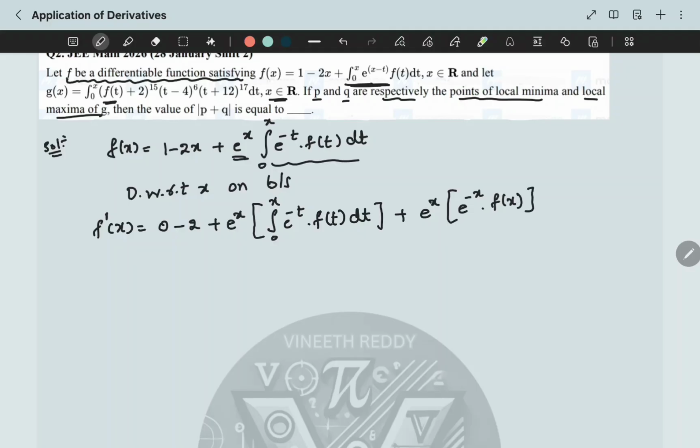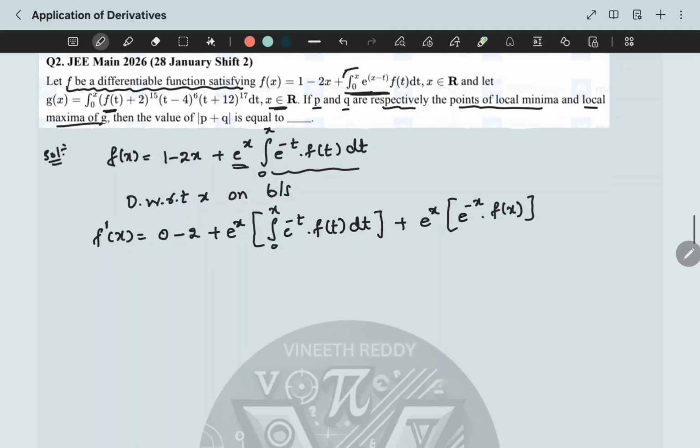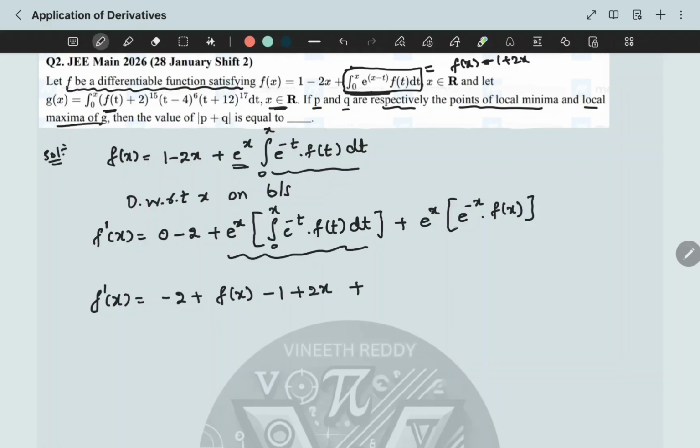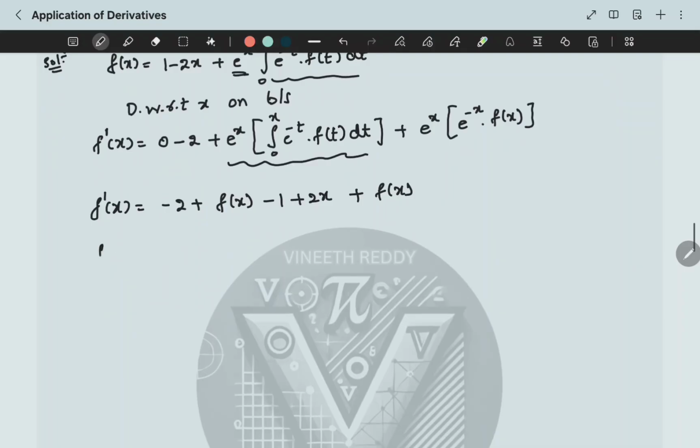Now the interesting thing is this part is equal to f(x) - 1 + 2x. Am I right? Can I write it like that, this integration? That means instead of this part, we can write f(x) - 1 + 2x. So we can write f'(x) is equal to -2 plus, instead of this part, f(x) - 1 + 2x, plus e^x into e^(-x), which is e^0, which is 1, plus f(x). So we have ultimately f'(x) is equal to -3 + 2x + 2 f(x). Now let f(x) be equal to y.